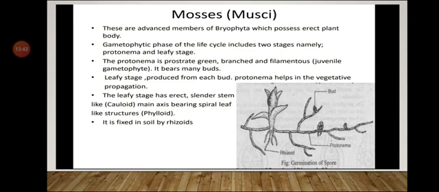In the gametophytic stage they include the protonema and leafy stage. Protonema is prostrate, flat, branched, filamentous, and it bears many buds. The leafy stage produced from each bud of the protonema helps in vegetative propagation. The leafy stage has an erect, slender stem-like caulid and leaf-like phylloid, and it is fixed in soil with the help of rhizoids, that is root-like structures.